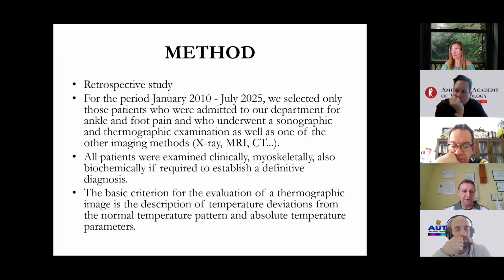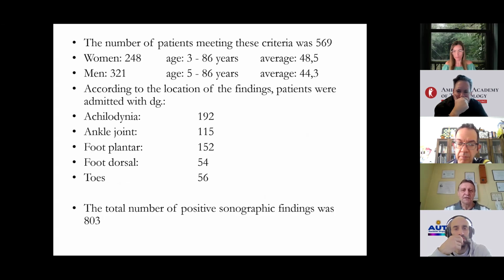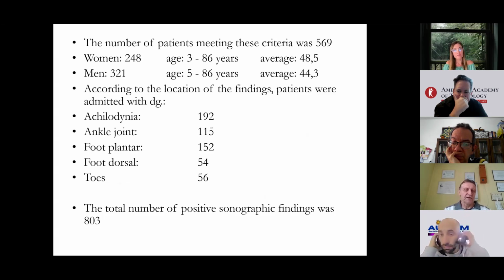The basic criterion for the evaluation of a thermographic image is the description of temperature deviations from the normal temperature pattern and absolute temperature parameters. The number of patients who fulfilled these criteria was 569. Women 248, in age from 3 to 86 years, average age 48.5. Men 321, in age from 5 to 86 years, average age 44.3.